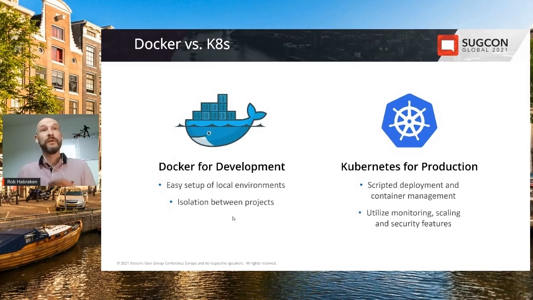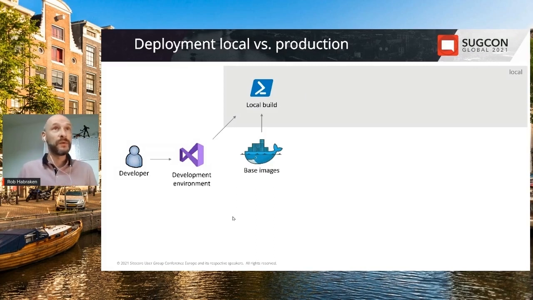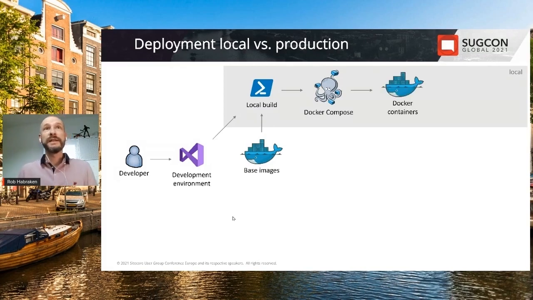But there is also an equal process of deploying those containers, and that's what I want to dive in. Because if you look at deployment locally versus production, everything, of course, starts with the developer and your development environment you're working on. If we look at what happens locally, you probably build via a PowerShell script, and you are going to use the base images supplied by Sitecore, and then run docker compose up to bring up your containers, which results in a set of Docker containers running locally, managed via your Docker Desktop, for example.